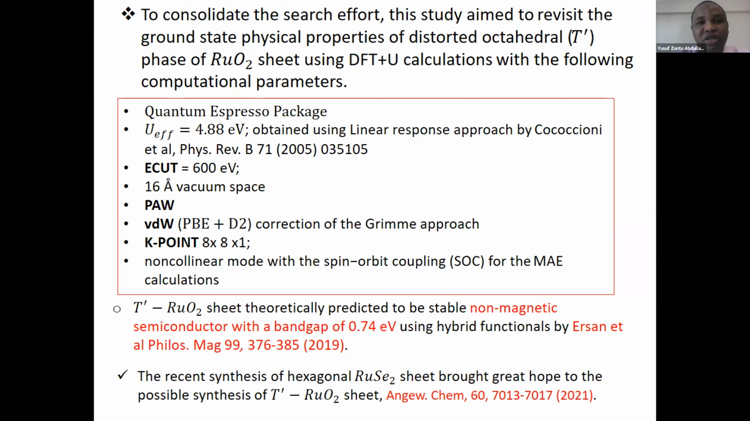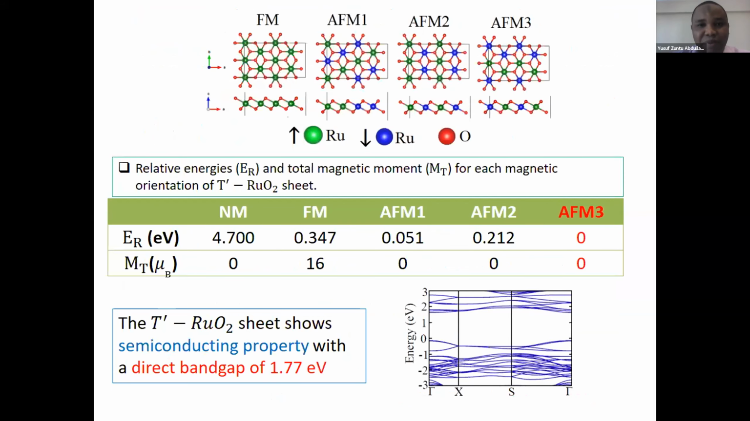So we decided to use DFT plus U as implemented in Quantum ESPRESSO, and we calculated our own U using the linear response approach proposed by the Cococcioni method. Having established the ground state properties, the dynamic, thermal, and mechanical stability of this structure has been established by previous studies. So we just proceed directly to determine the actual magnetic ground state.